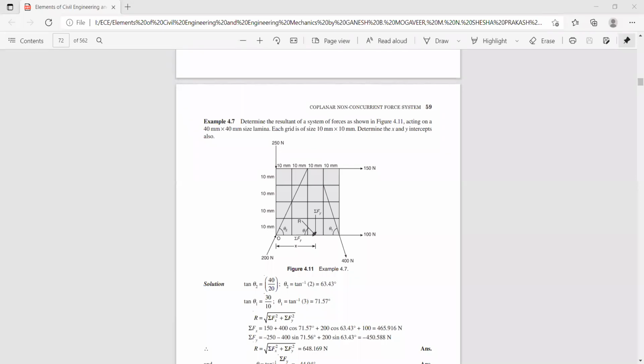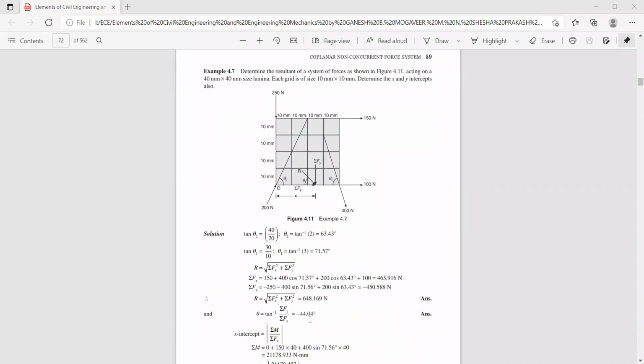You can find the magnitude of the resultant. R is 648.169 Newton, and also the direction of the resultant, theta, is tan inverse of sigma F of y by sigma F of x. It happens to be 44.04. Don't consider this negative sign; you can keep the positive value only. So the resultant acts in the fourth quadrant, since sigma F of x is positive and sigma F of y is negative, and the angle made by the resultant with respect to the horizontal axis is 44.04 degrees.